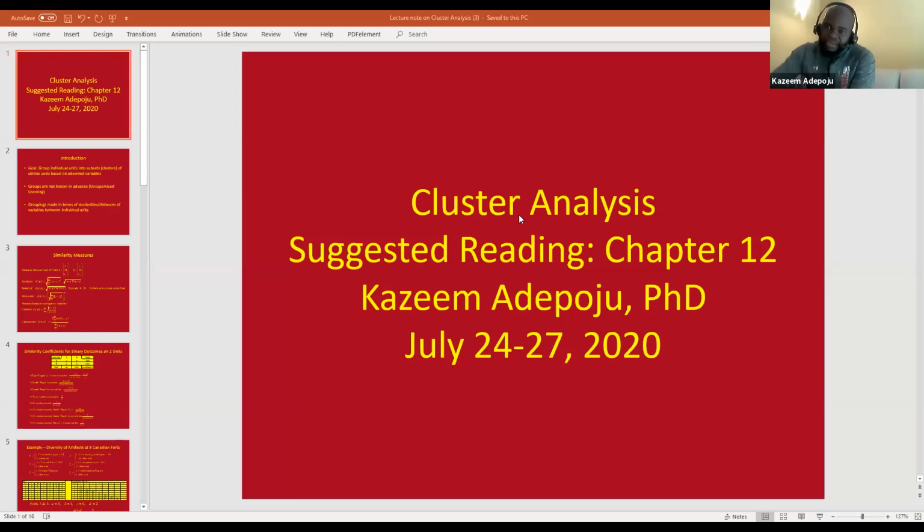I attached the cluster worksheet. I also attached the R material. I'm actually going to walk you through those two materials today. So, I remember I introduced you to cluster analysis.